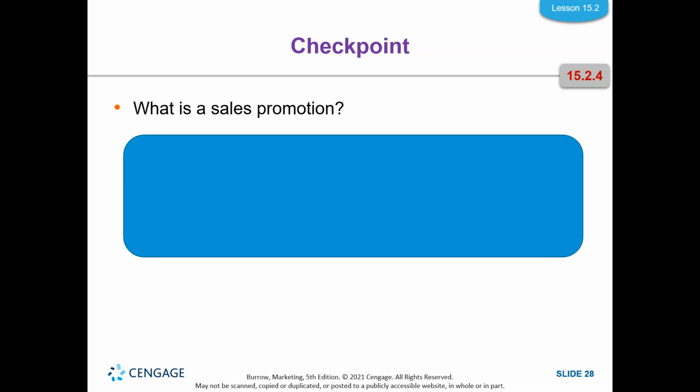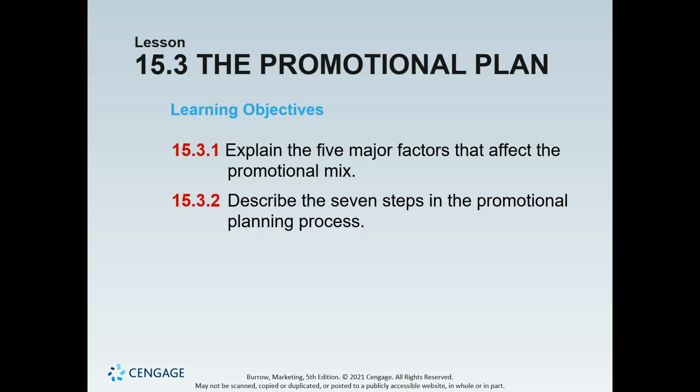And moving on to section 15.3. So what we'll cover in this is the promotional plan. In 15.3.1, we're going to explain the 5 major factors that affect the promotional mix. And then in 15.3.2, we're going to describe the 7 steps in the promotional planning process. So we're going to start on page 433.